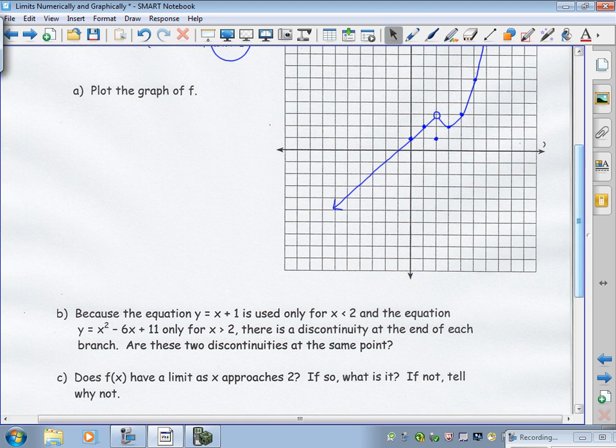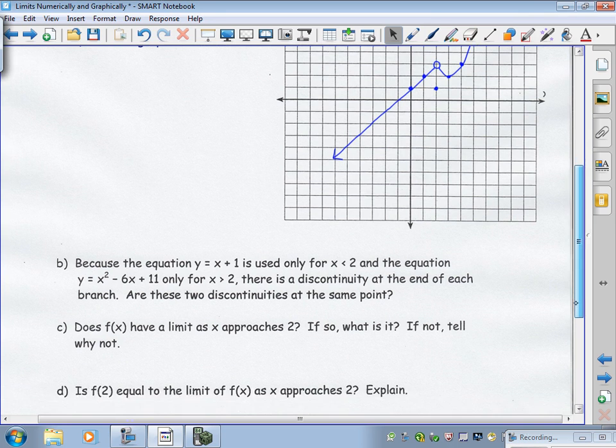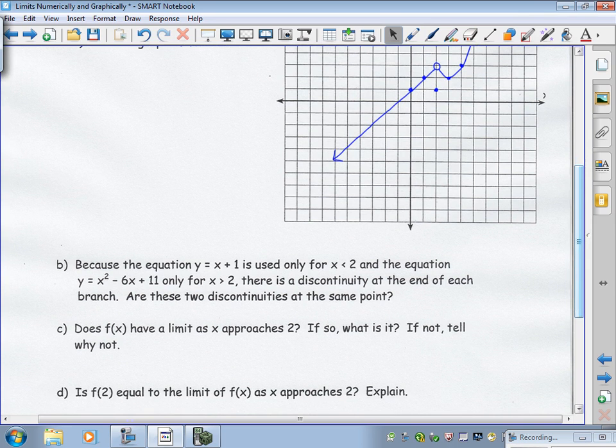Can I scroll it up a little bit? Okay. Because the equation y equals x plus 1 is used only for x less than 2, and the parabola only for x greater than 2, there's a discontinuity at the end of each branch. Are these two discontinuities at the same point? Yeah, they meet at the open circle, right? The discontinuities are at the same point, yes.